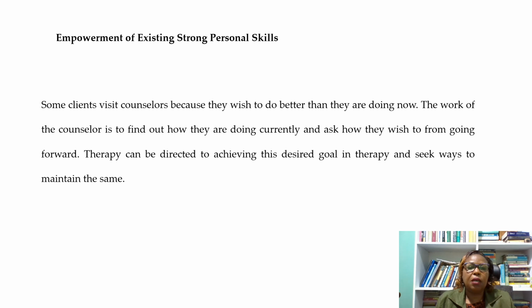Another skill or need that you may find important to understand and know how to build is empowerment of existing strong personal skills. Clients come thinking they are weak. They come thinking they have really nothing that is useful as a personal skill. So some clients will visit counselors because they wish to do better than they are doing now. The work of the counselor is to find out how they are doing currently and ask how they wish to perform or to live or to interact going forward. And therapy can be directed to achieving the desired goals in therapy and seek ways to maintain the same.